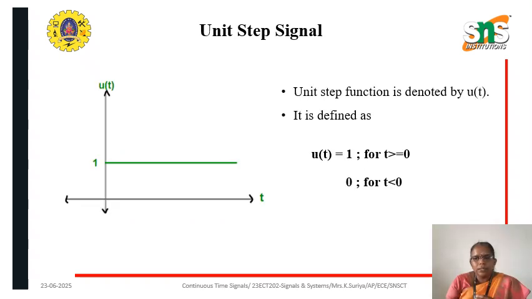Next one is unit step signal. So unit step function is denoted by u of t. It is defined by u of t is equal to 1 for t greater than or equal to 0. So for all the values of t greater than or equal to 0, the value of the signal will be 1, and for t less than 0, the value will be 0 as shown here.